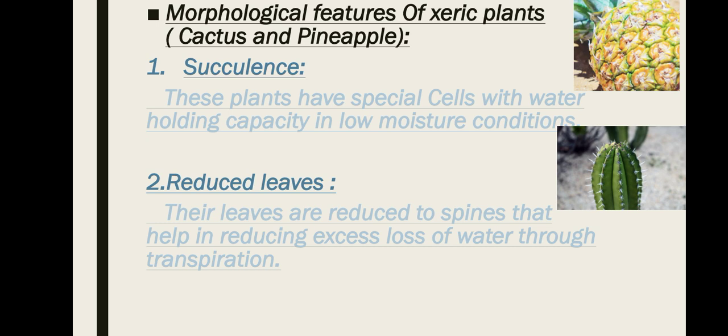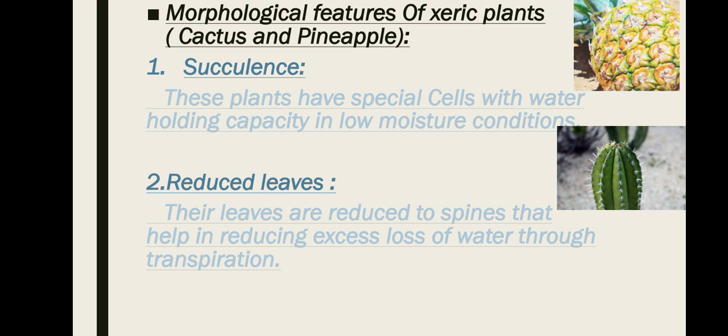Now we will be talking about some morphological features of xeric plants, particularly of cactus and pineapple. So what are morphological features? The features which are characterized by the physical appearance of an organism, or the features which are visible to the naked eye, are called morphological features. The first feature is succulence. It means these plants have certain specialized cells that have water holding capacity in order to prevent water loss even in low moisture conditions.